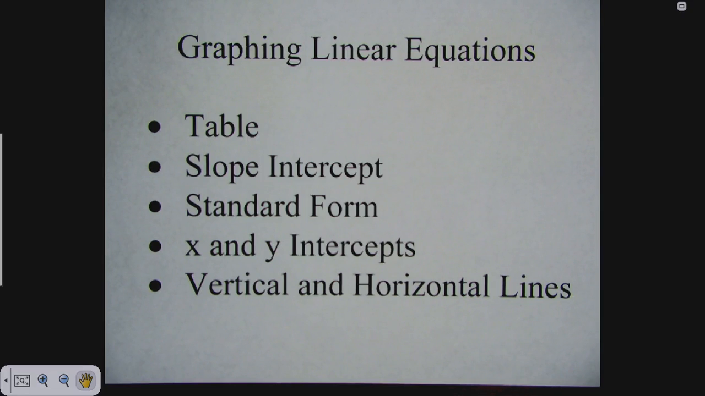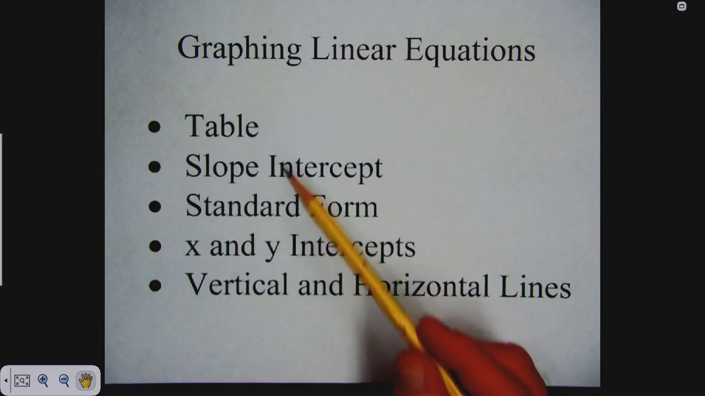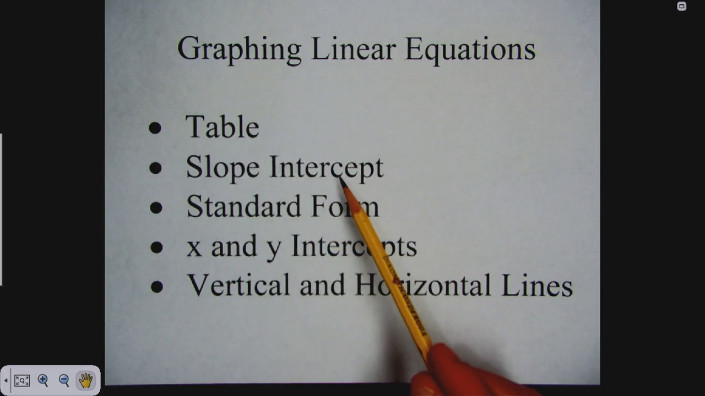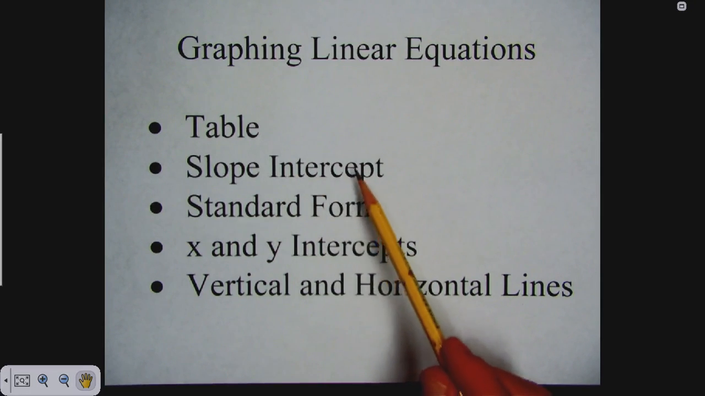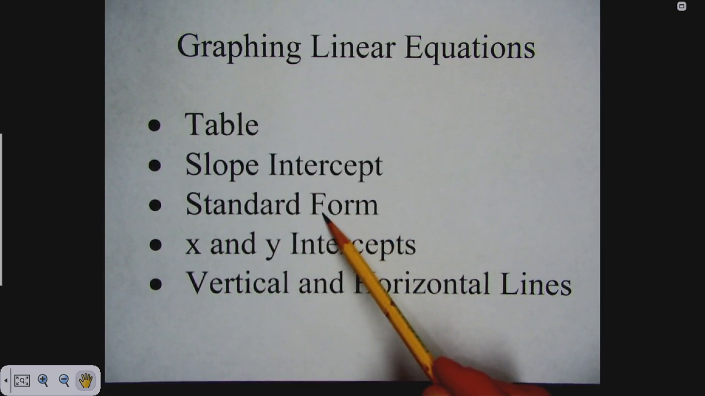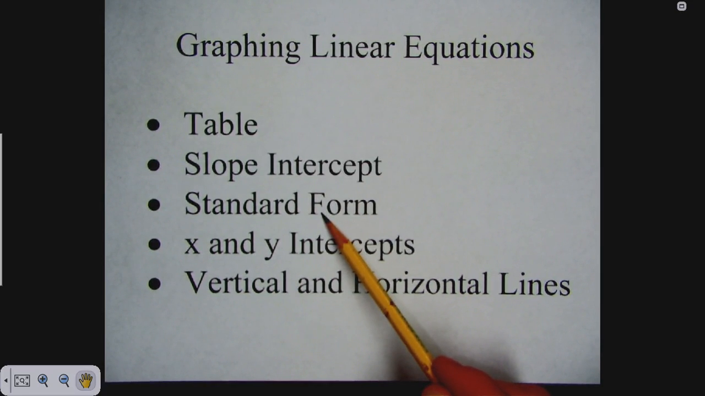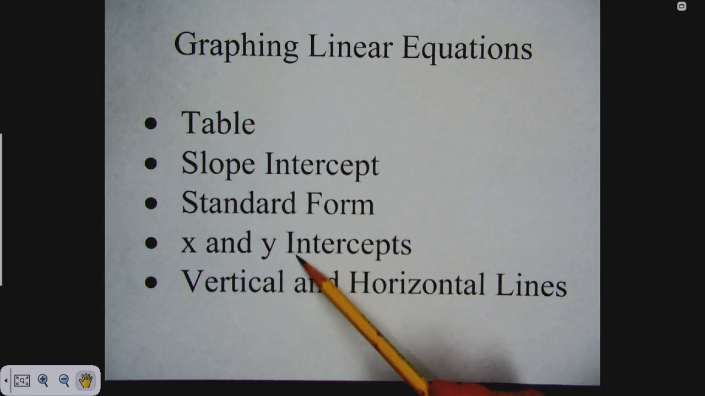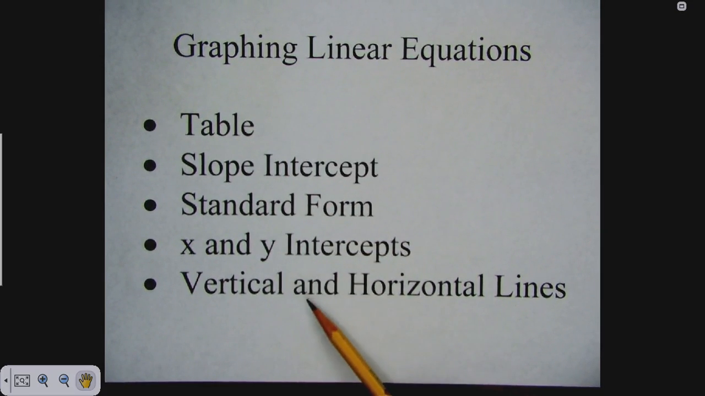So the ways are by a table. We do a table and usually pick about 4 values of x and see what y is. We can put it in slope-intercept form, and we've done that recently. We can put it in standard form, and we looked at how we can know the slope and y-intercept from standard form. We can find the x and y intercepts, graph those, and just draw a line through them. And then we've talked a little bit about vertical and horizontal lines.